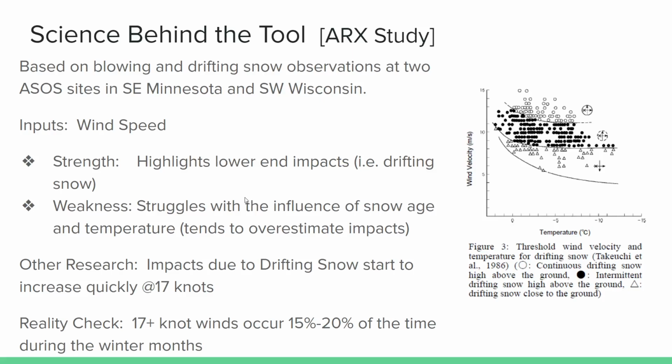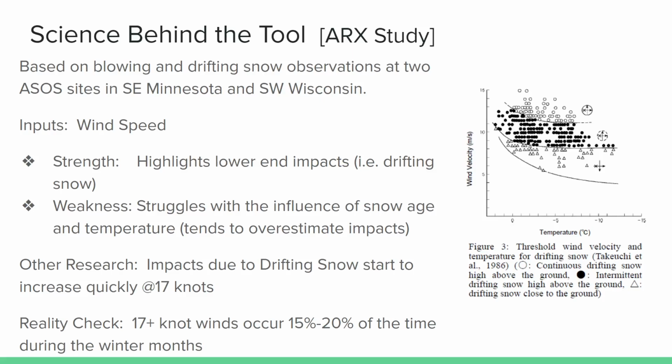The current methodology for blowing snow within ForecastBuilder marries up two methods. The first is based on a study from NWS La Crosse, which used two ASOS sites in southeast Minnesota, southwest Wisconsin, to really highlight those lower end impacts, especially for drifting snow. But this study didn't incorporate the influence of the snowpack characteristics. So generally around 17 knots is when we see that blowing snow, or excuse me, the drifting snow really start. And that's what we're really trying to use this study for, is taking into account that drifting snow.